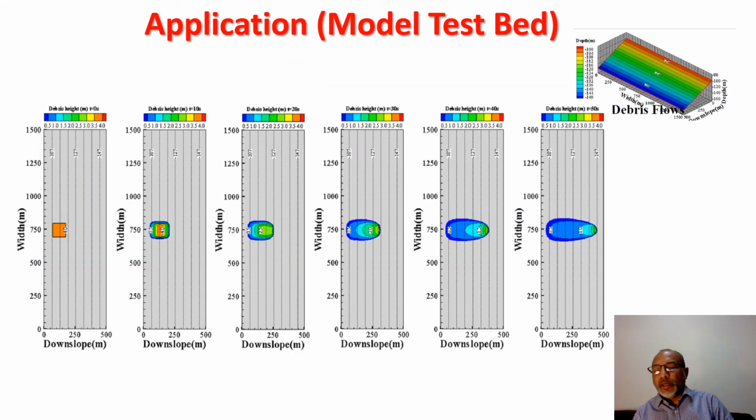Next, we applied our model to a prismatic test bed. So here you're looking at a test bed with a fairly uniform slope, and with a placement of a trigger volume and how the debris flow moves down slope. Since this is a 2D model, you can see the distributions of the debris flow both along the x-axis, or downslope, and also in the lateral directions.